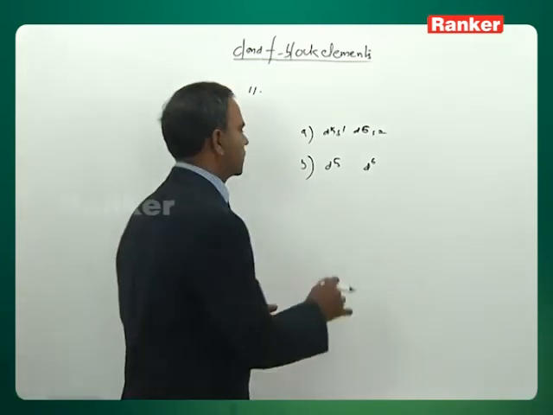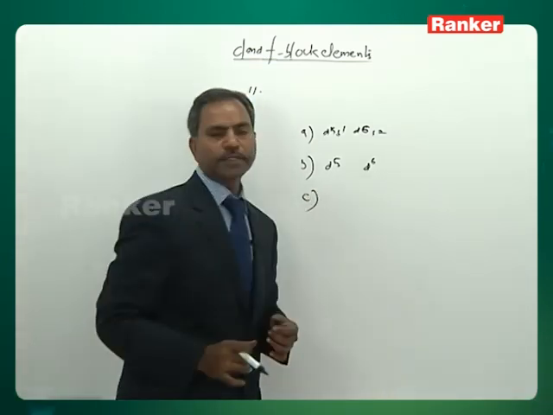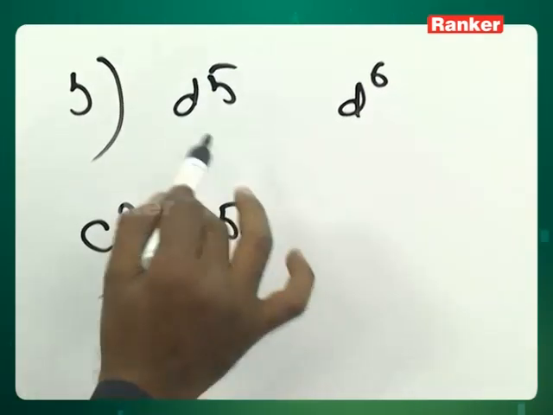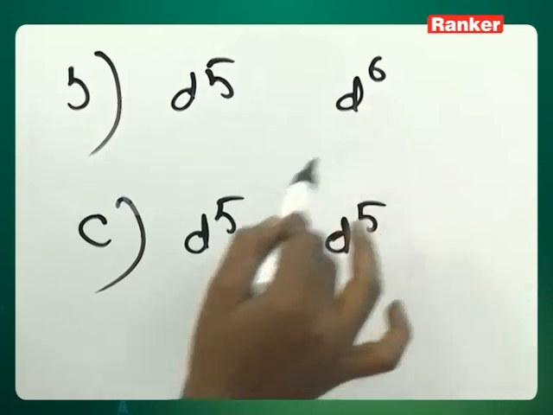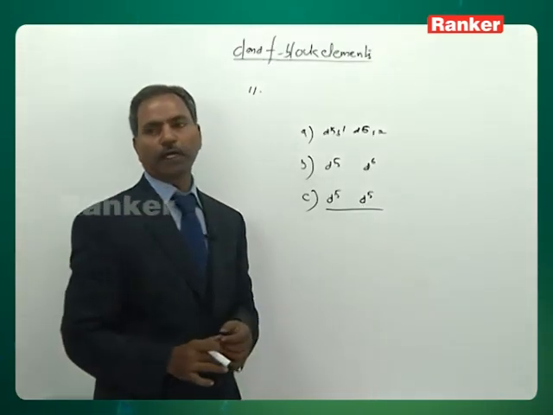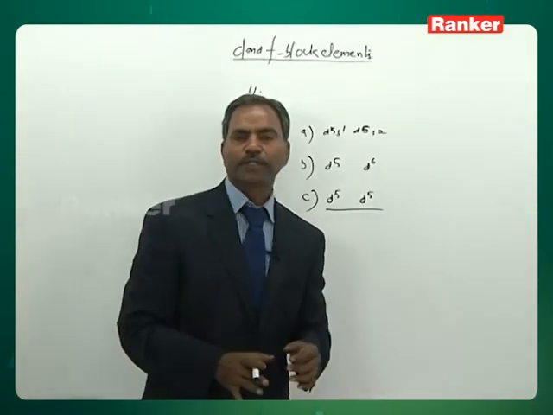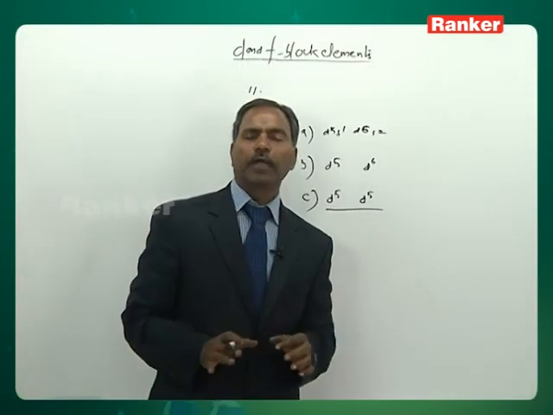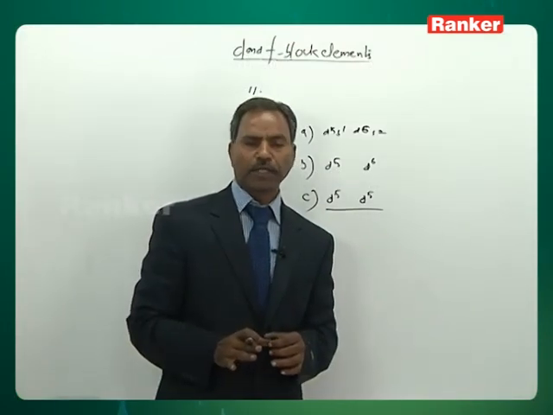Coming to option C. Fe plus 3, chromium plus 1 is given. Fe plus 3, you know, is d5, and chromium plus 1 is d5. So both are having the same number of unpaired electrons. The answer is option C, and carrying the same number of unpaired electrons, their magnetic moment is the same.